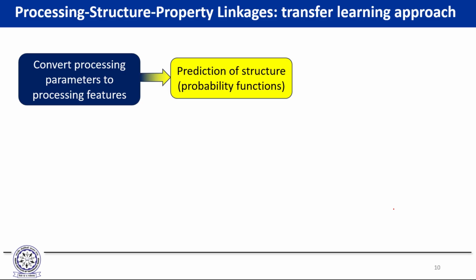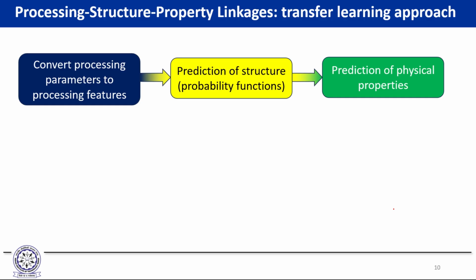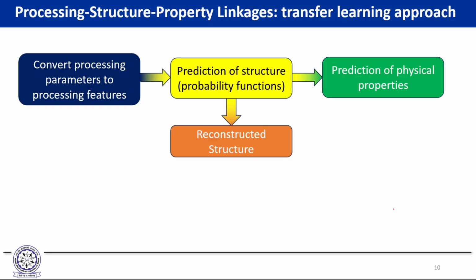Essentially, if you look at our workflow, the computational pipeline that we have to build in order to establish this processing structure property linkage, you will see that our first step starts with the processing parameters, where you want to convert the processing parameters into proper features. After that, you want to predict the structure, in terms of probability distribution functions, starting from the processing parameters. And then from that structure, you want to predict the physical properties. Now, as you are predicting the structure from the processing parameters, you can even reconstruct it and get your microstructure images as an output as well.